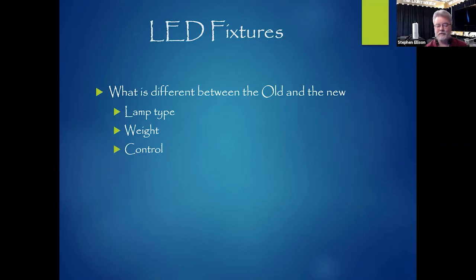The weight of the fixture: there wasn't a lot to it, so they didn't get very heavy. You're going to find that your LED fixtures are much heavier, so you're going to have to take that into consideration in your rigging, because you've got things like heat sinks, power supplies, ballast, things of that nature.